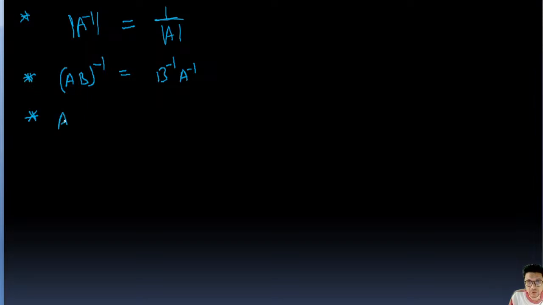Next is, suppose we have to find (ABC) inverse. So how will we open it? It is going to be C inverse, B inverse, and A inverse. Means for AB, B comes first, then A. If it is ABC, the last one will come first, then the second last, then the first one. Similarly, if there are 4, A, B, C, D, then D first, then C, then B, then A. This is in reverse order. Very simple, you already know it.